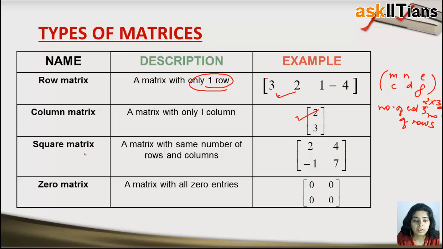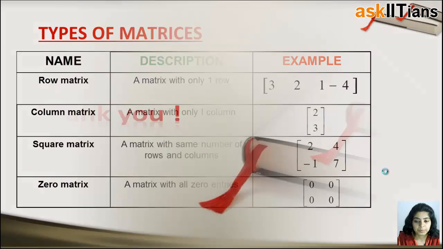This is quite simple. Square matrix, a matrix with the same number of rows and columns. We have already discussed 2 rows, 2 columns, square matrix. Zero matrix is simply a matrix which has all its elements as 0.